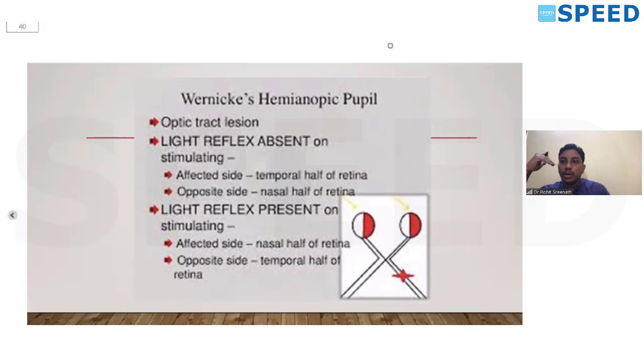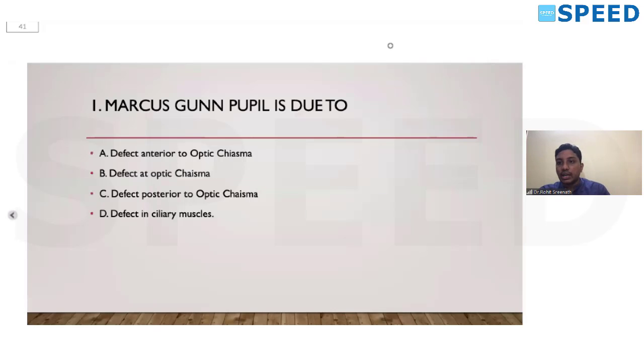So whenever there's involvement of the optic tract, the ipsilateral temporal field of vision and the contralateral nasal field of vision are lost. So in these patients, whenever light is shown on the temporal aspect of the ipsilateral eye or the nasal aspect of the contralateral eye, the pupil will not constrict. This is the Wernicke's hemianopic pupil. Okay, so Wernicke's hemianopic pupil is because of the involvement of the optic tract. So we have discussed Argyll-Robertson pupil, Adie's pupil, Hutchison pupil, Horner syndrome, and your Wernicke's hemianopic pupil.